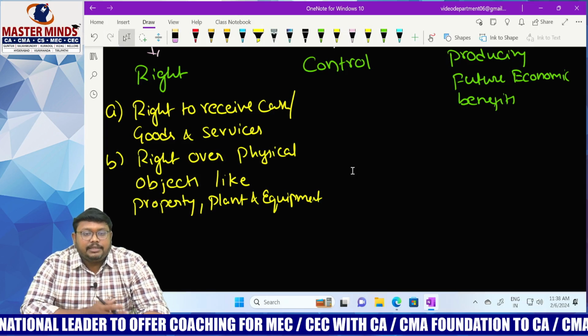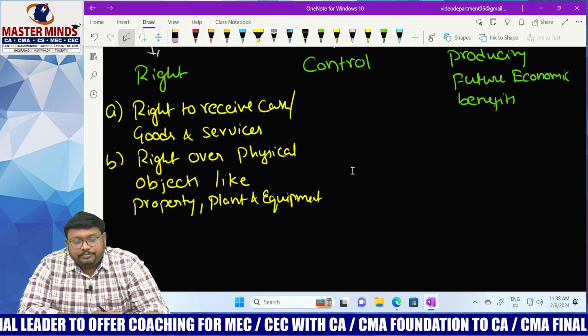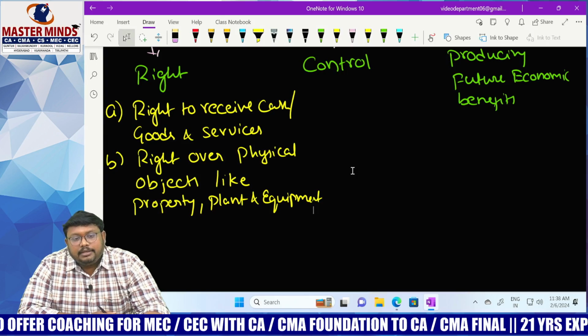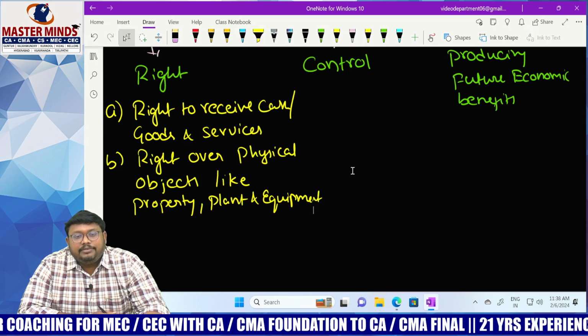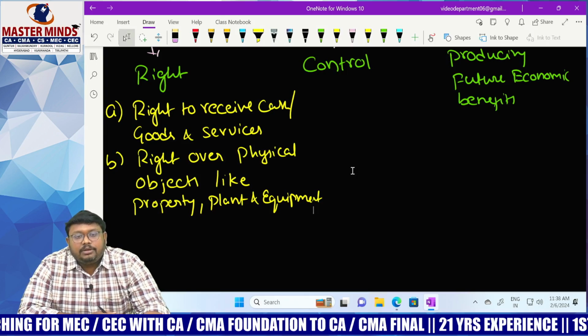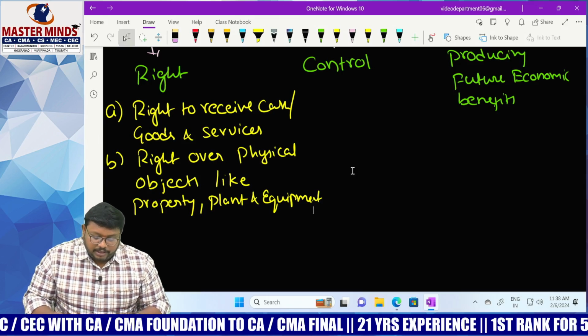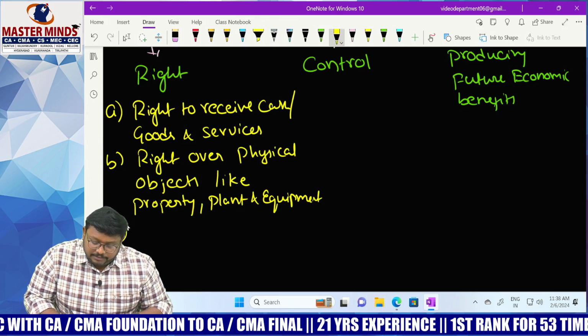You keep your machinery as a lease holding, or what we call a mortgage or pledge, with the bank, and you can raise loans. At the same time, if you want to give your asset on lease, that right also you alone have, because you are the owner of that particular asset. Okay, that is the third one we can write down here.